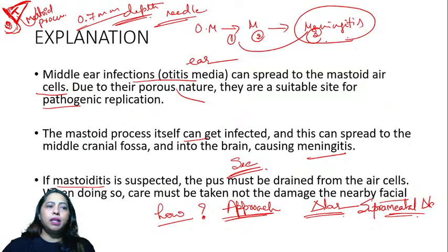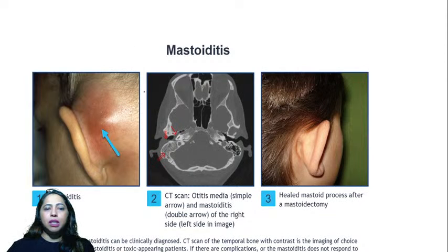So this triangle is known as the suprameatal triangle, and it's a small region just above the mastoid process. If you pass the needle here, you will be able to reach the air cells where you can drain the mastoid process. So this is how it looks, and this is how it looks in the scan.